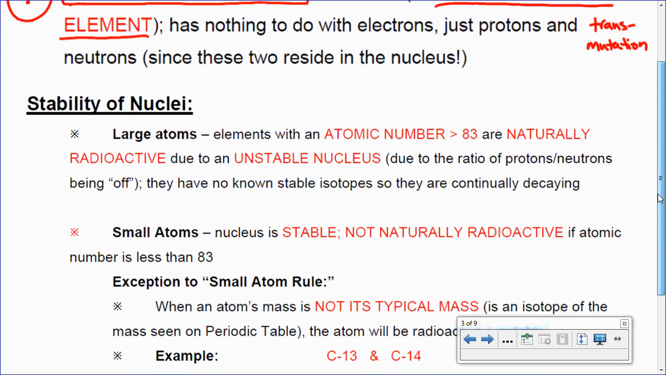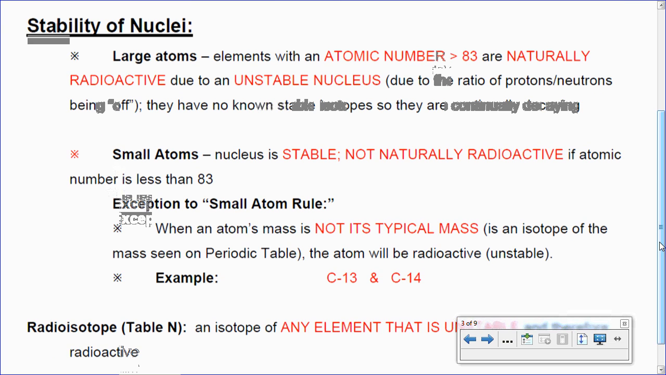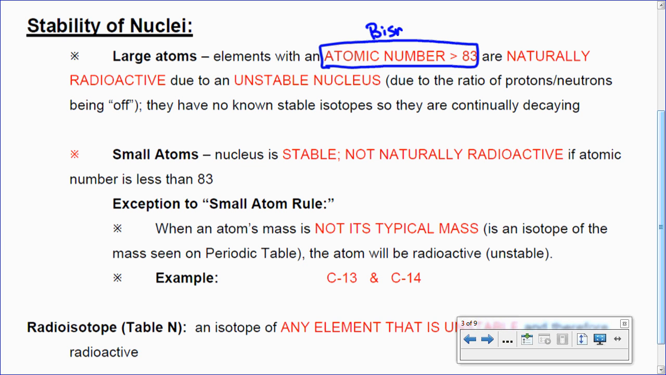The stability of nuclei. Basically, I think of the nucleus of an atom like a Jenga tower. The larger, the bigger, the taller the tower it is, the more unstable it's going to be. And nature follows this kind of stipulation. Any atom with atomic number greater than 83 is naturally radioactive. So anything heavier than bismuth, so bismuth on our periodic table is the first naturally radioactive element because it's got an unstable nucleus.